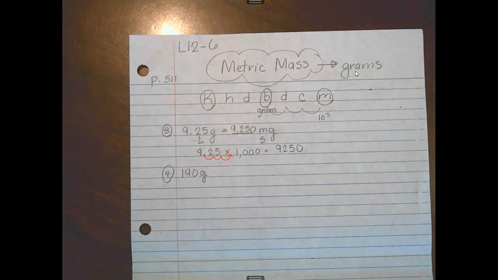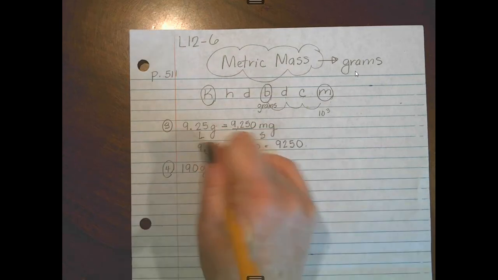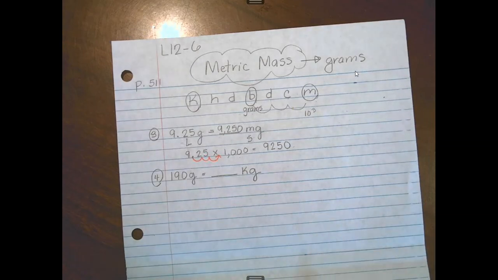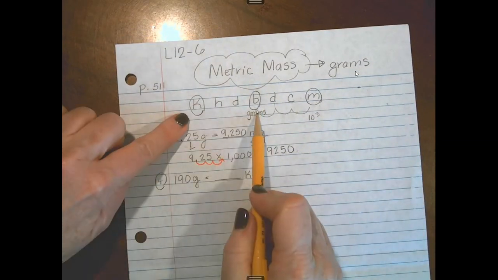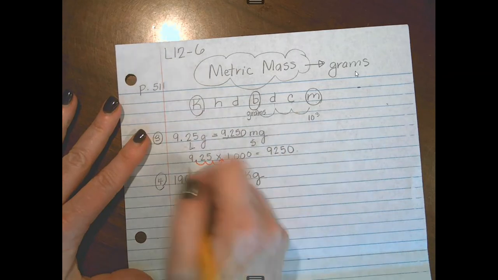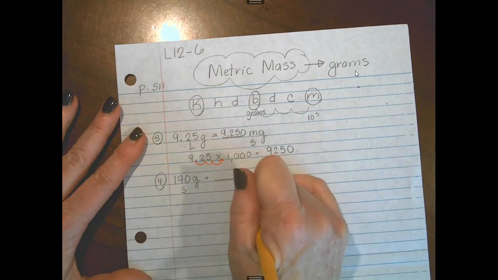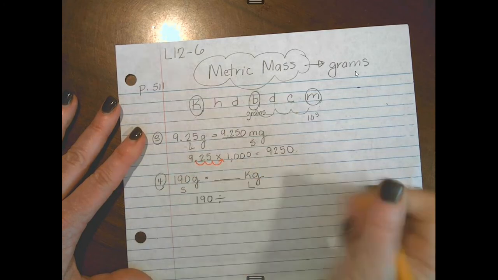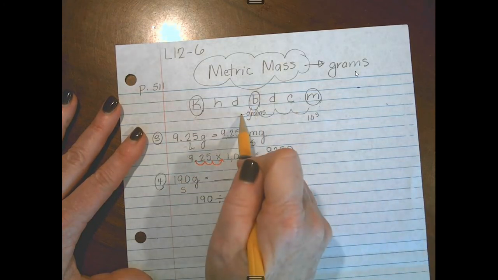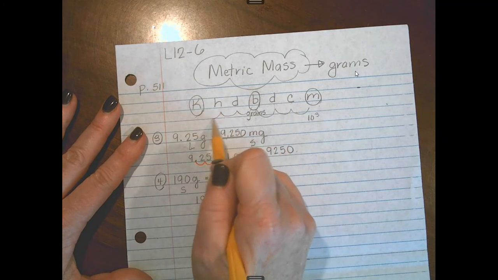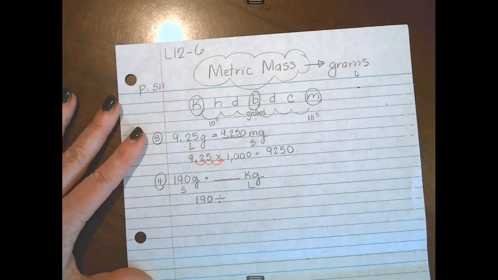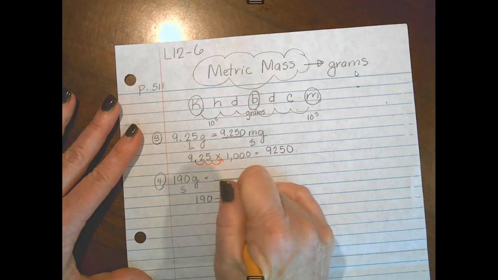All right, and we're going to convert that to kilograms. Sorry, I didn't see what that said. All right, so I know that grams are here and kilograms are over here. So I know grams are smaller. So I'm going from a smaller to a larger unit. That means I'm going to be dividing 190. And I know that we're going from grams to kilograms. And again, that is 10 to the third power, right? Moving 3 places. So I'm dividing by 1,000.